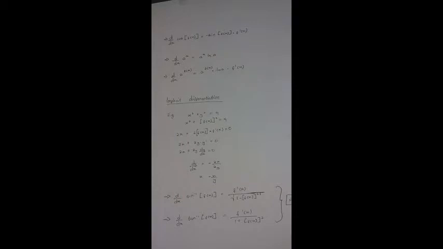Then you get 2x plus 2y times y prime being equal to 0, which is 2x plus 2y dy/dx being equal to 0. Hence dy/dx is equal to negative 2x over 2y, just equal to negative x over y. Okay, now for inverse trig functions like your arctan, your arcsine, you're going to use these.